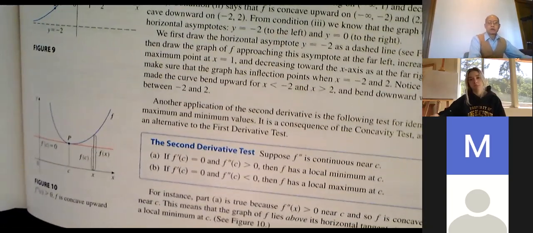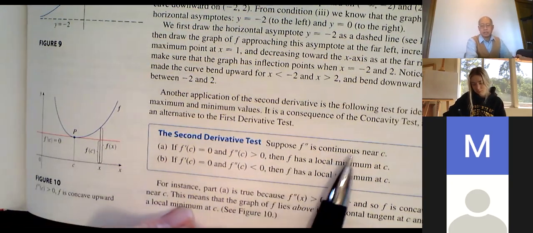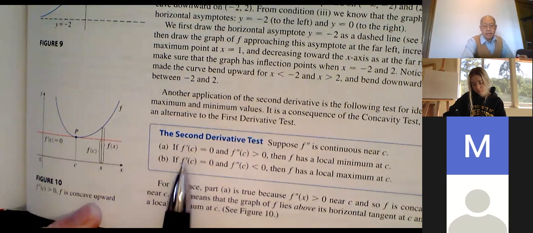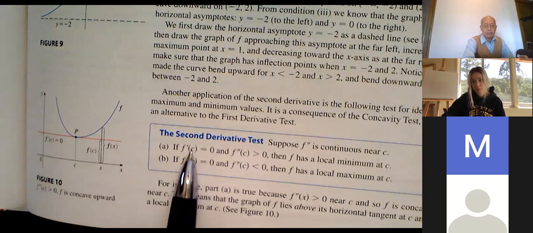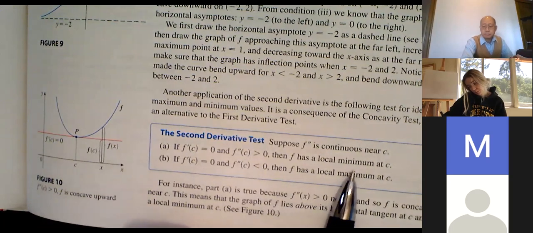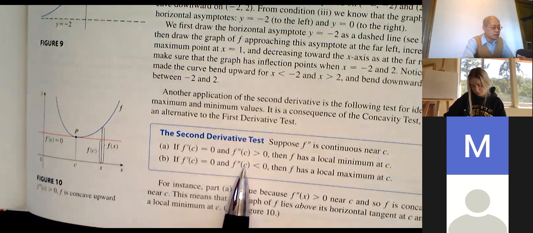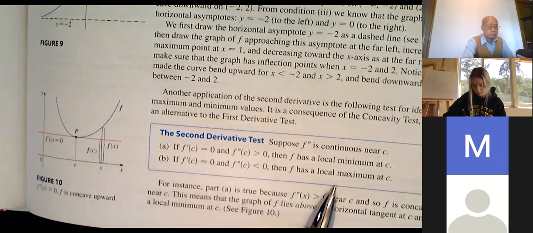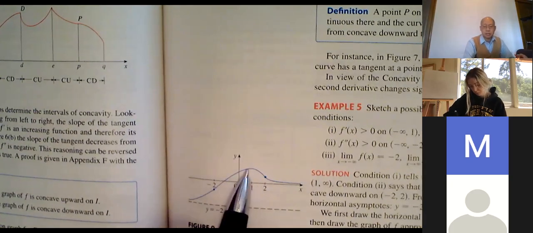So more stuff. And again, if you want to put this on your cheat sheet, you may. Suppose F double prime is continuous near C. These two say slope is 0. So you might have a maximum. Second derivative greater than 0, concave up. Minimum, like that. Second derivative less than 0, concave down. You have a maximum. Here's such an example, like this. Concave down, second derivative less than 0, maximum.